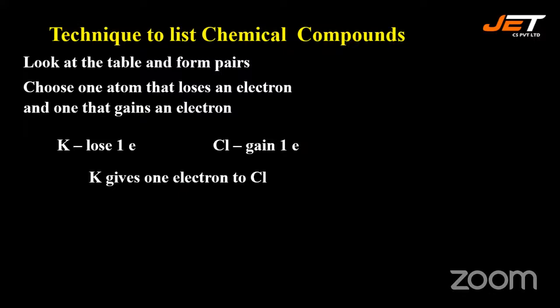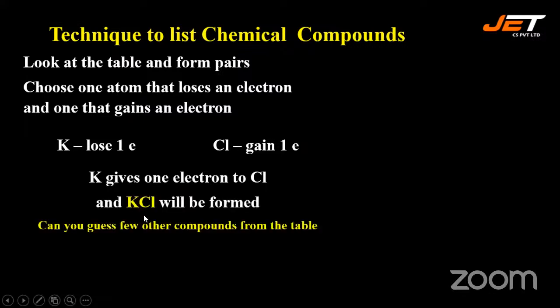Hydrogen, I told you, in most cases will lose. That is why we write H plus. In rare cases, we write H minus, where hydrogen has gained the electron. So hydrogen can lose one electron and chlorine can gain one electron. So HCl. This is how compounds are formed.